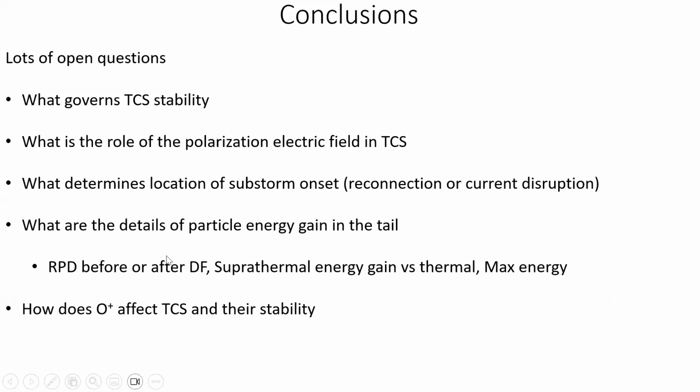And what are the details of the particle energy gain in the tail? How will that feed back on the system as a whole? Obviously, Fermi and Betatron are both very important, but I think that there are some open questions there as well. And then this introduction of oxygen, I think, is very interesting because that third scale that you're introducing must modify the thin current sheet and its stability quite significantly. And I really don't know how that plays out at all.